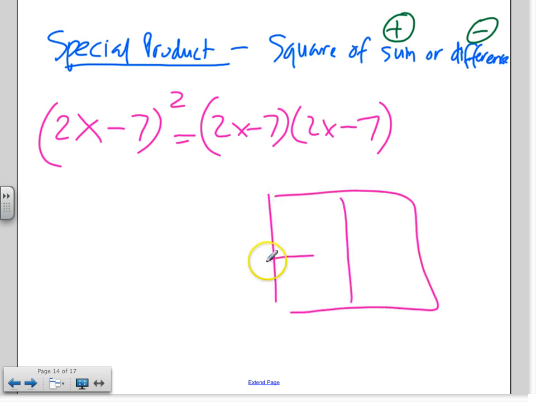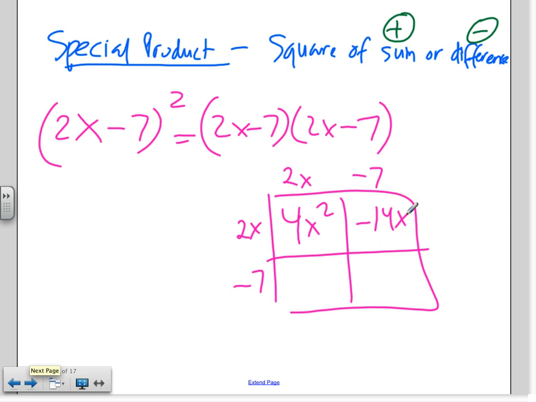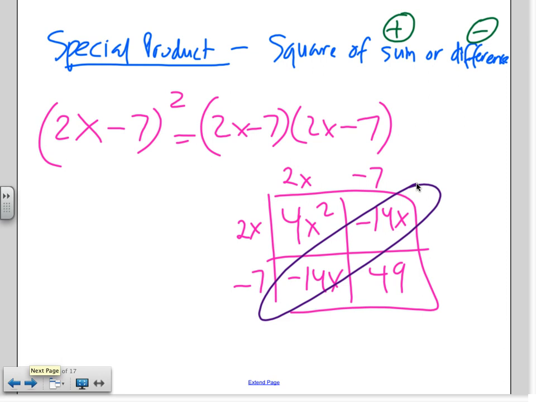Here's my box, a 2 by 2, and because they're exactly the same, I just write 2x and negative 7, 2x, negative 7. What do you see for the first box? 4x squared. Good. This one, 49. Now the last box: negative 7 times 2x? Negative 14x. And negative 7 times negative 7? 49. Like terms right there. So your answer should be 4x squared minus 28x plus 49.